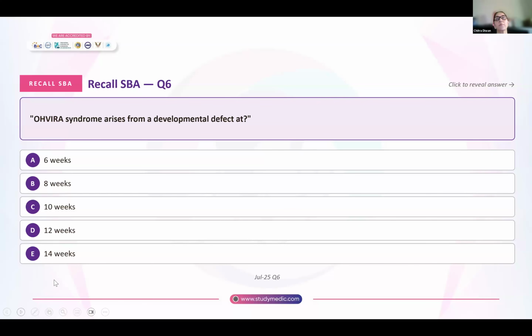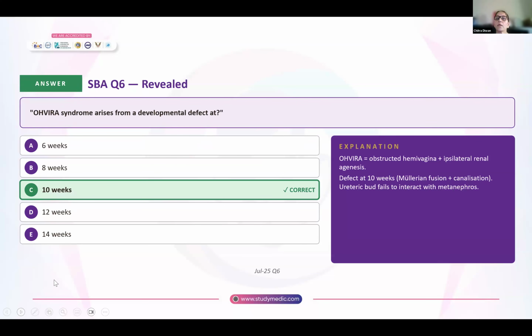OHVIRA syndrome arises from a developmental defect at 10 weeks. You have to know this, okay? So what is OHVIRA? It is obstructed hemivagina and ipsilateral renal agenesis. The defect is at 10 weeks because the ureteric bud fails to interact with the metanephros. We already saw that in development of the renal system.